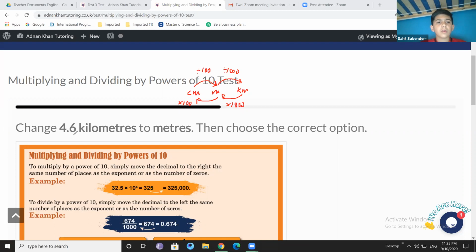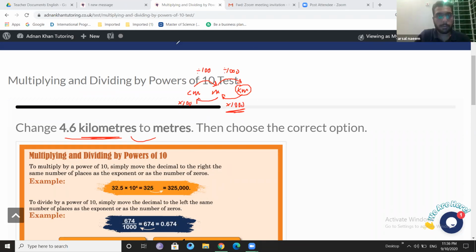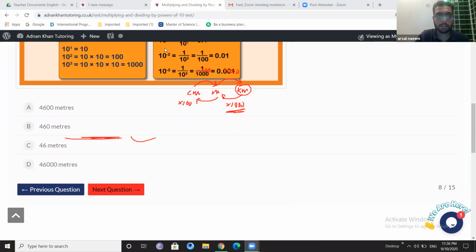So we have 4.6 kilometers that need to be converted into meters. We are currently standing over here at the kilometers. We have to move towards the meters. So we will follow the arrow signs and multiply whatever there is by 1000. So 4.6 times 1000. Now you can answer the question.